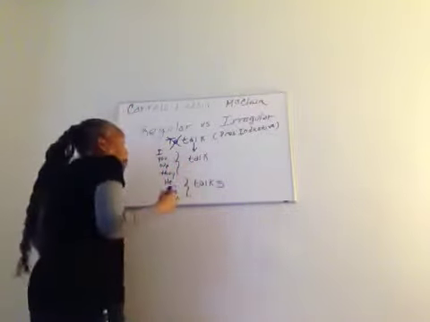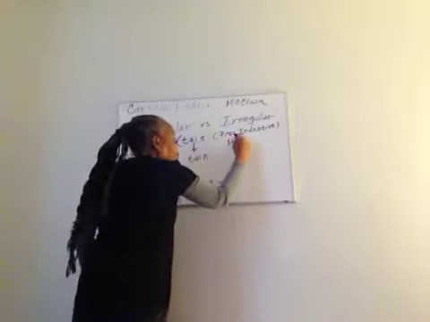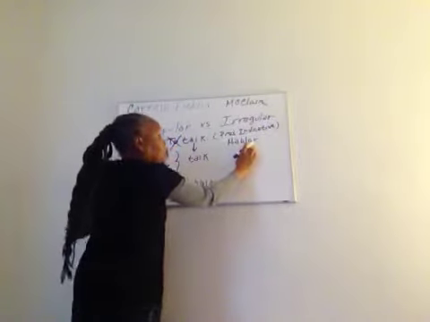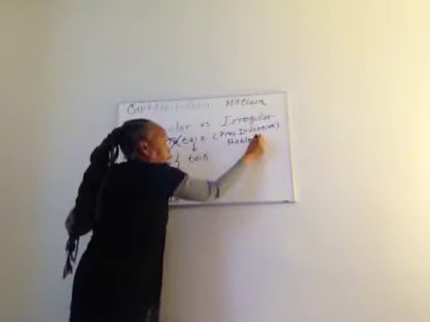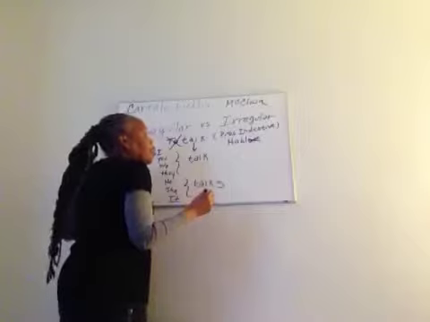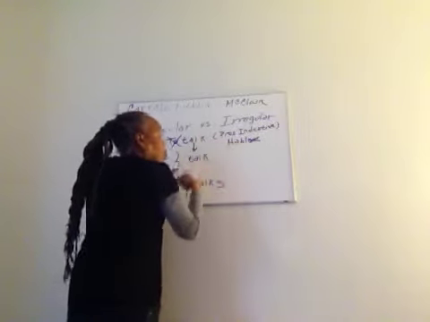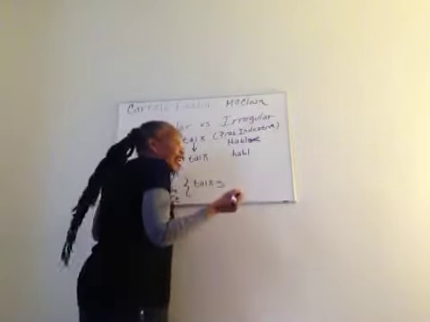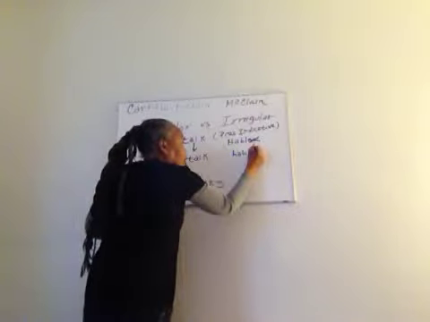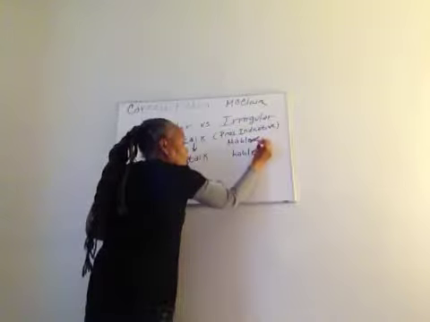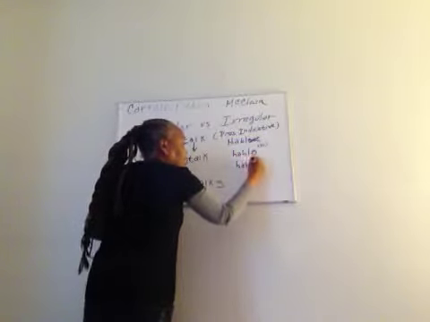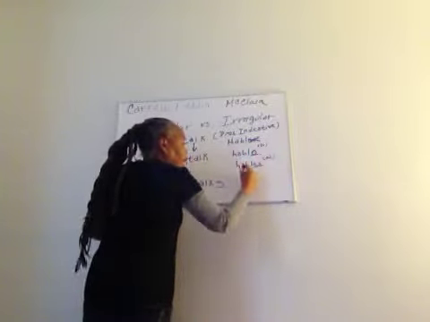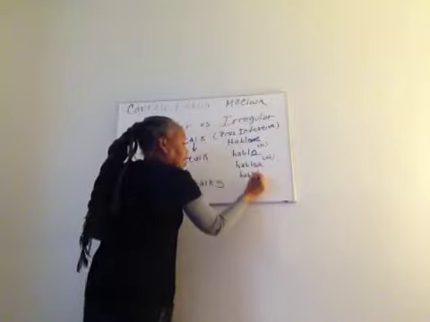If you were to do the verb hablar, and let me write it over here, right? And this AR stands for the to in English. What do you do? You get rid of the AR, and then you just work with the HABL, and now all you have to worry about is the endings, right? So this is the ending for yo, o. This is the ending for tú, as. This is the ending for él, ella, and usted, a.